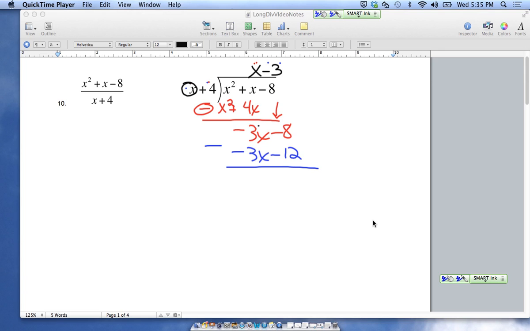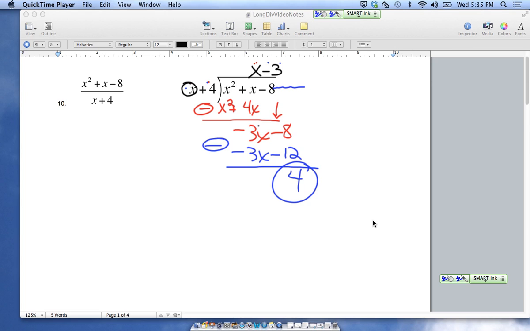And I'm taking the opposite of this sum. The whole point here is to eliminate 3x. So negative 3x minus negative 3x sums to 0. Negative 8 minus negative 12 is 4. 4 is my remainder. Since I'm out of dividend terms, there's nothing left up here to bring down. So 4 is the remainder.